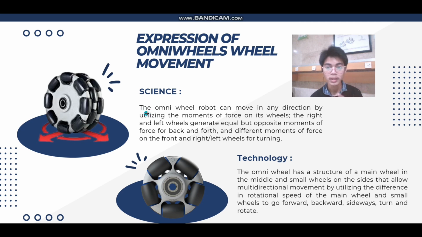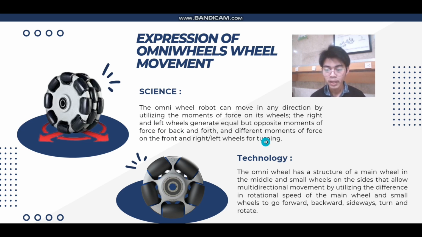The omni wheel robot can move in any direction by utilizing the movement of force on its wheels. The right and left wheels generate equal but opposite force for moving back and forth, and different amounts of force on the front and right or left wheel for any direction.